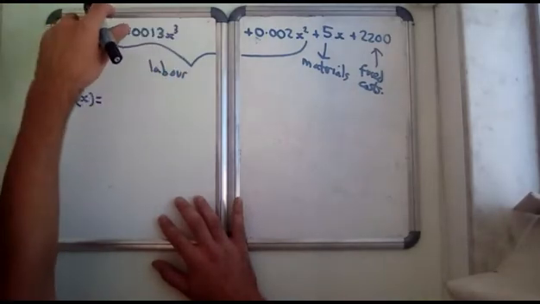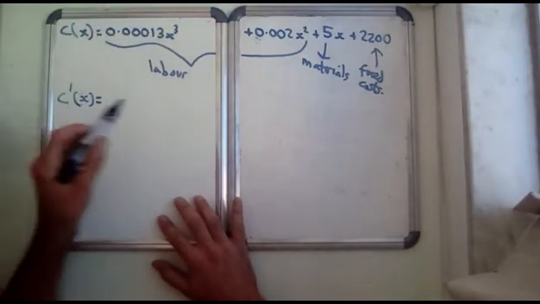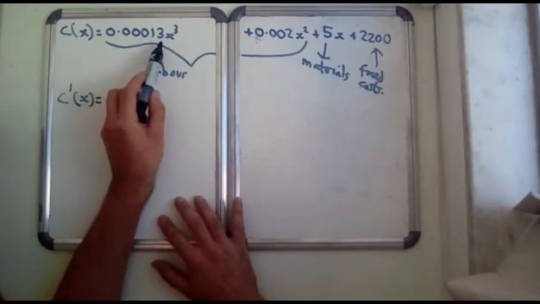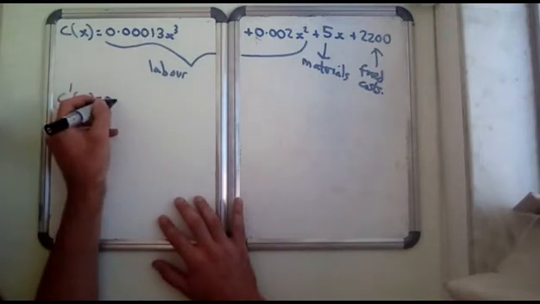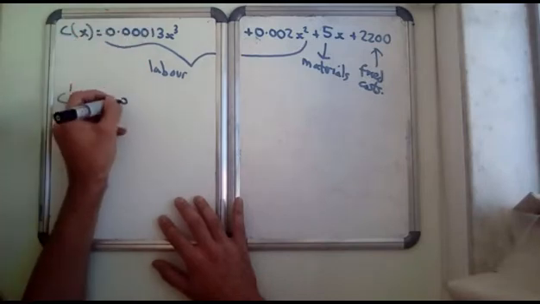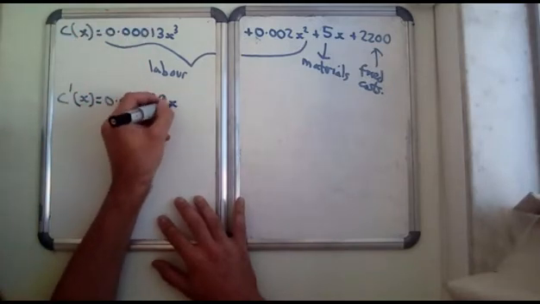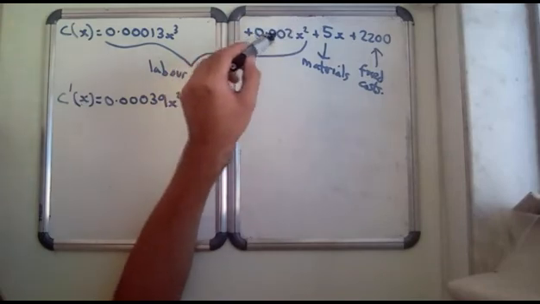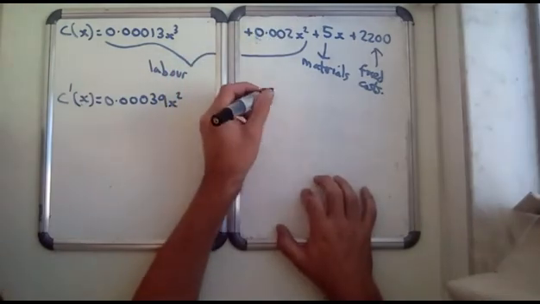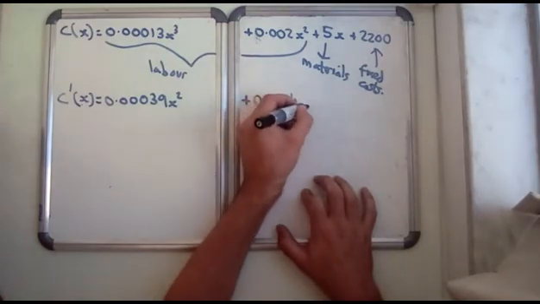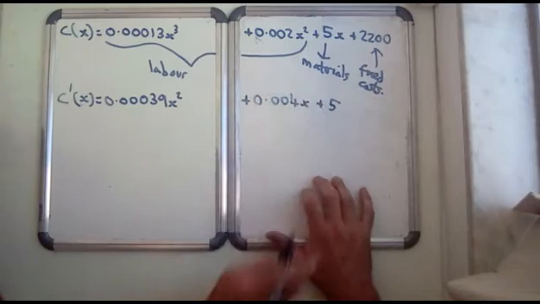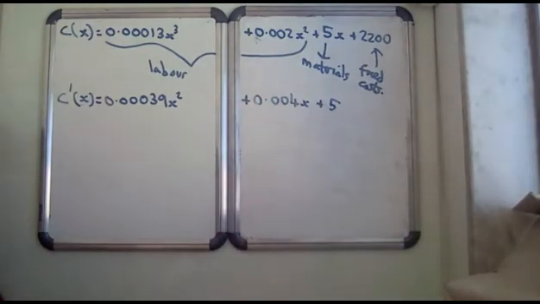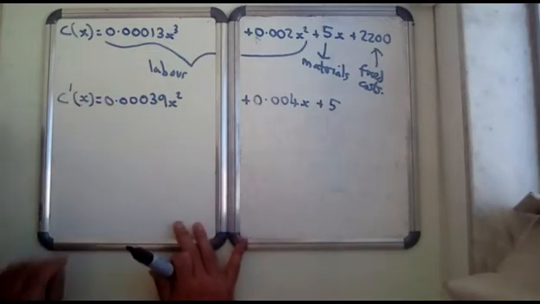So power to the front, 3 times the 13 is going to be 39, and nothing's going to carry over, so I should be able to have exactly the same number of decimal places, and 0.00039x squared, drop the power by 1, plus, same thing here, power to the front of 2, if I times this number by 2, it's just going to become 0.004x, and then plus 5x turns into 5, and the fixed cost disappears, because this makes sense, because they don't vary with time, so there's no change aspect to them, they are there.